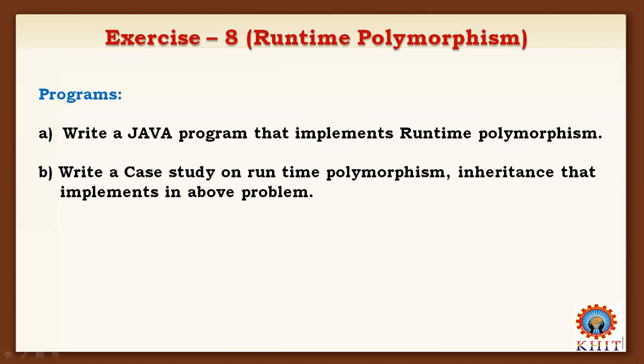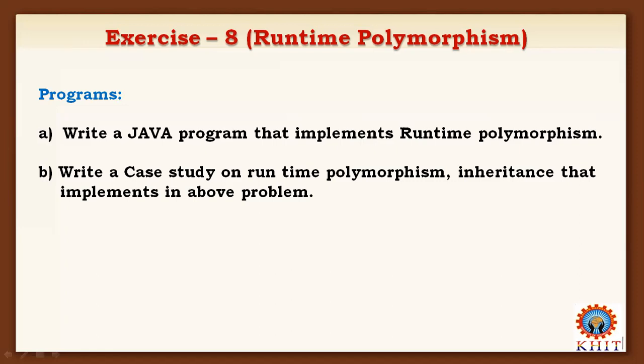So in this exercise 8, two programs are given here. The first one: write a Java program that implements runtime polymorphism, and the B sub-question, here it is: case study on runtime polymorphism. That means what is runtime polymorphism, how it can be achieved among the classes using inheritance, and what type of inheritance is implemented in the above problem.